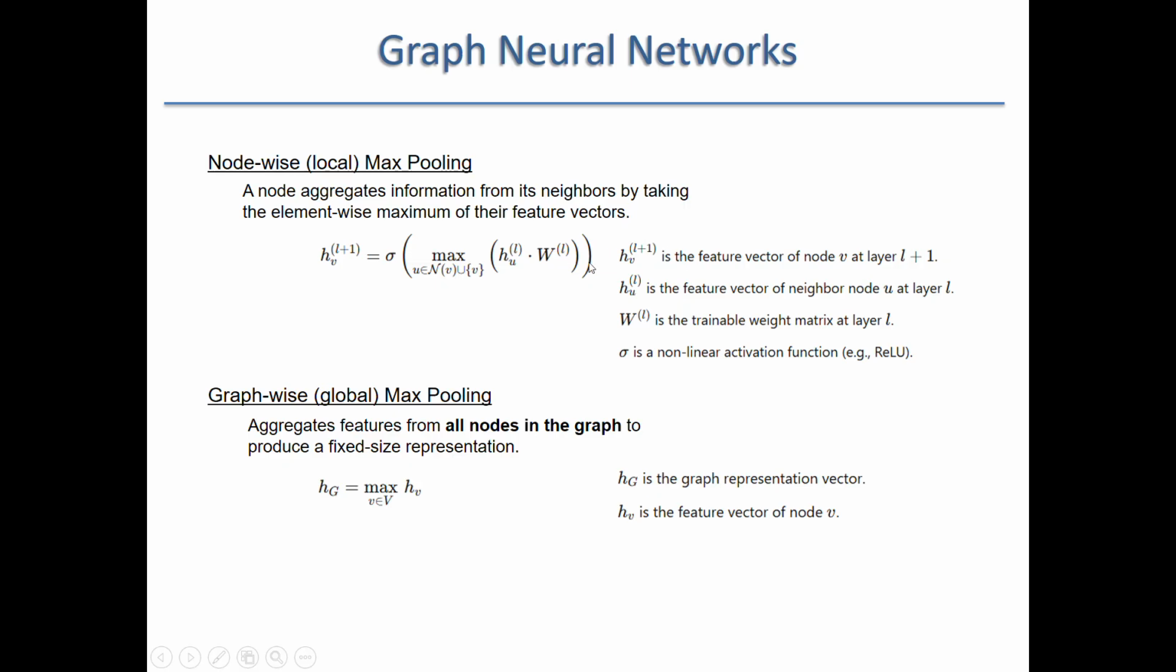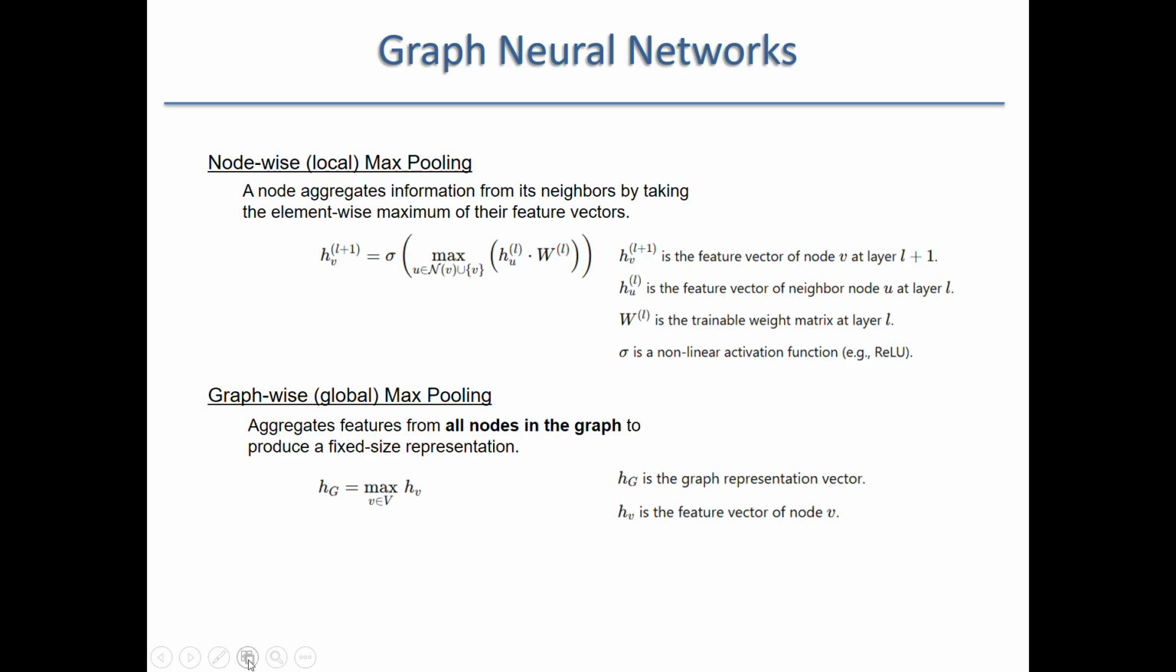Here are the neighbors in the previous layer. So we take the neighbors in the previous layer, we combine them with some weighted matrix, and then we take the maximum and we go through a nonlinear function.